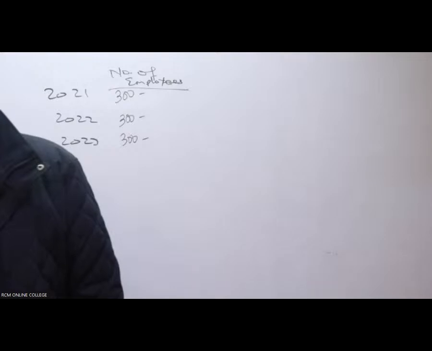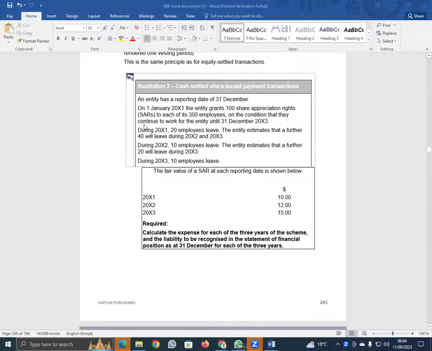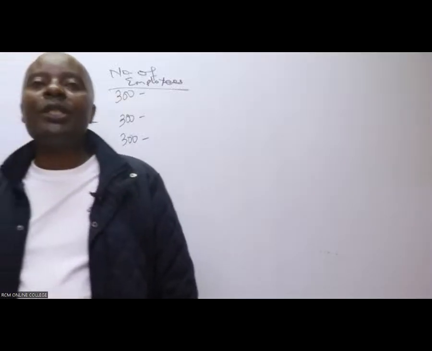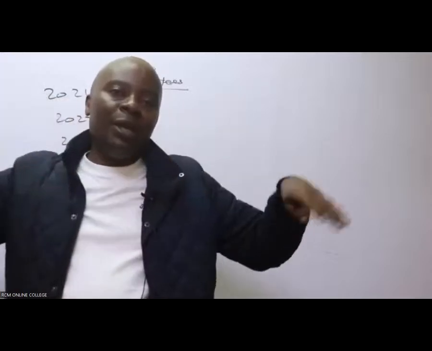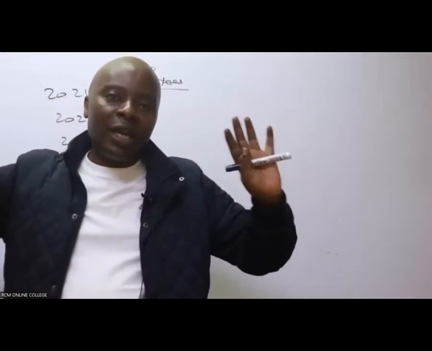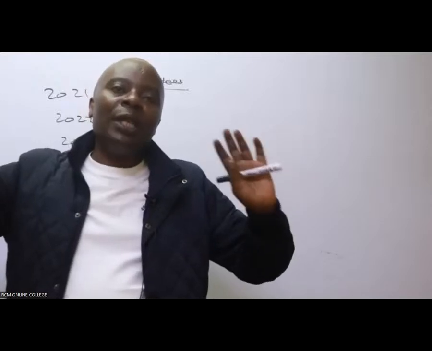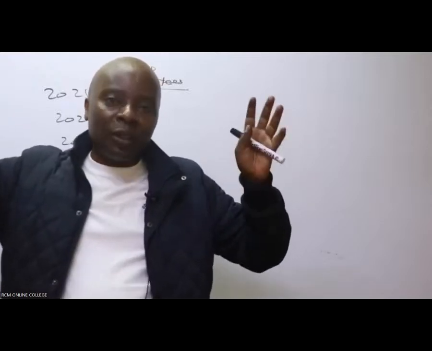What have they told us, ladies and gentlemen, about 2021? They're telling us in 2021, 20 employees leave. And then the entity estimates that a further 40 will leave in 2022 and 2023. Remember, ladies and gentlemen, your work as an actuary here is to estimate overall over the vesting period how many guys will be leaving for the 3-year period, and who will remain in the company.